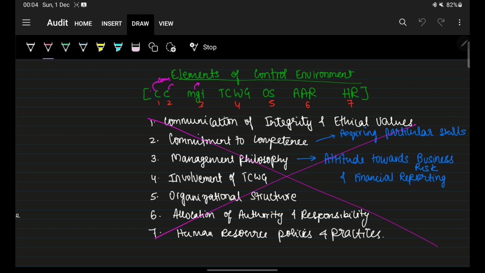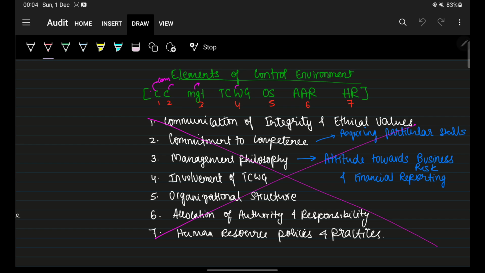In that there were a few sub points. What are the few sub points? Whether it is independent from those charged with governance, how much the TCWG is involved, and how much information does TCWG have about the operations of the entity, right?